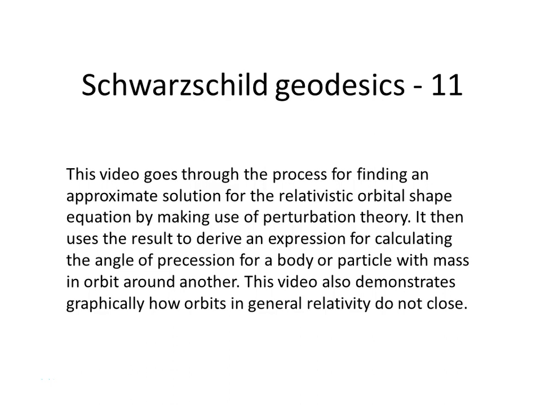This video goes through the process for finding an approximate solution for the relativistic orbital shape equation by making use of perturbation theory. It then uses the result to derive an expression for calculating the angular precession for a body or particle with mass in orbit around another. This video also demonstrates graphically how orbits in general relativity do not close.